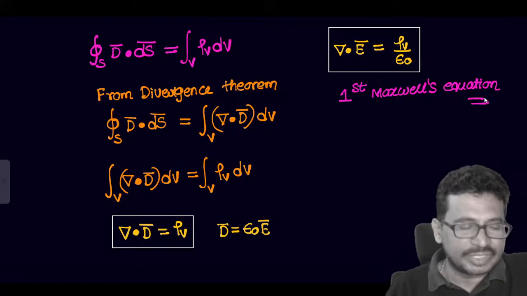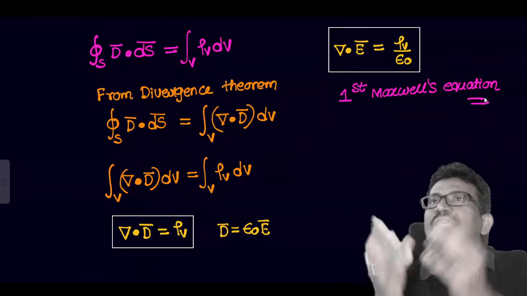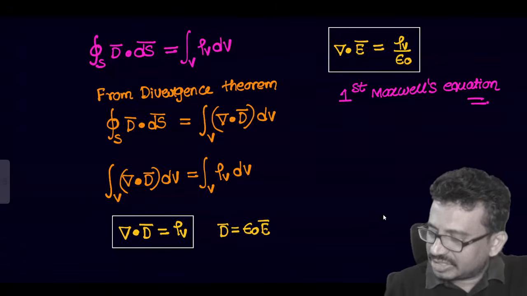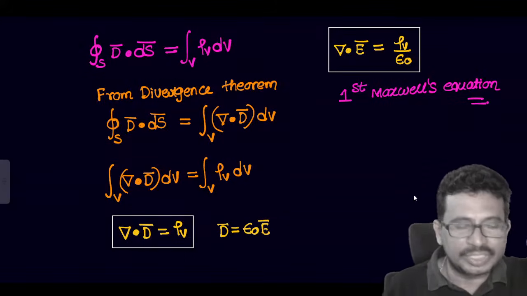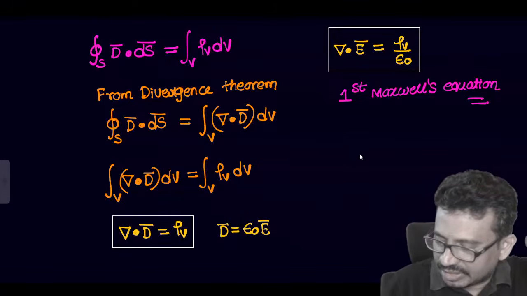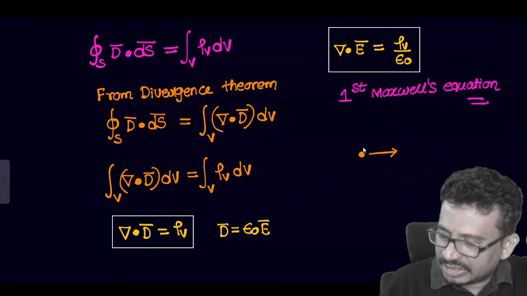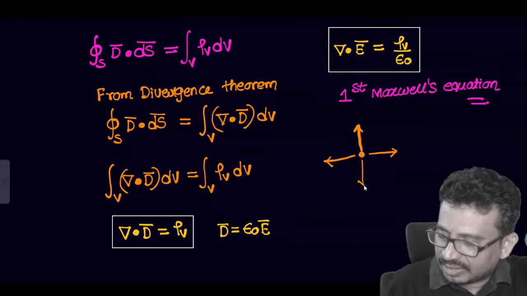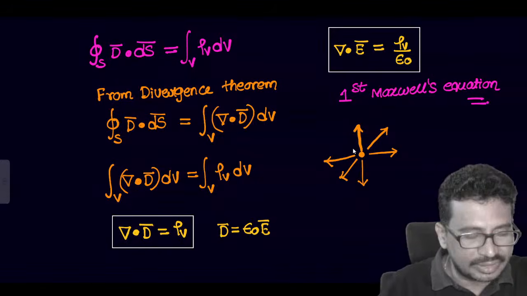Now let's understand the physical meaning of this equation. Divergence means leaving nature, expanding nature, spreading nature. So here look at the divergence of the electric field, which we got as non-zero. Why is it non-zero? If we take a point, and at this point anything is leaving, then we call that nature diverging nature. The field is diverging. This leaving, expanding, spreading nature is called a diverging nature.